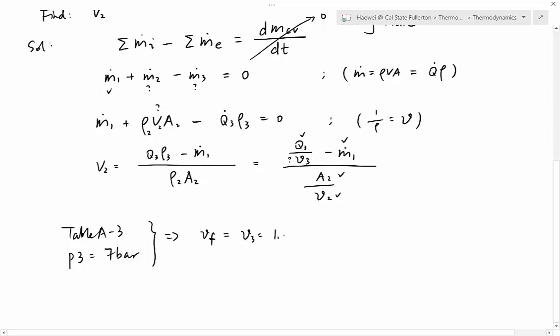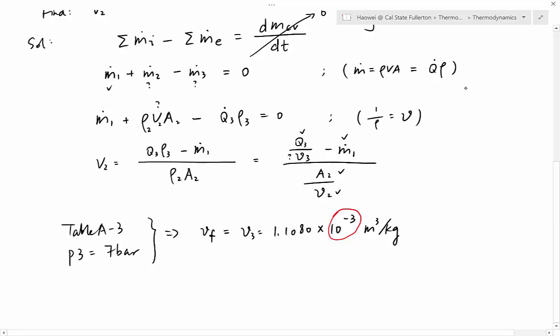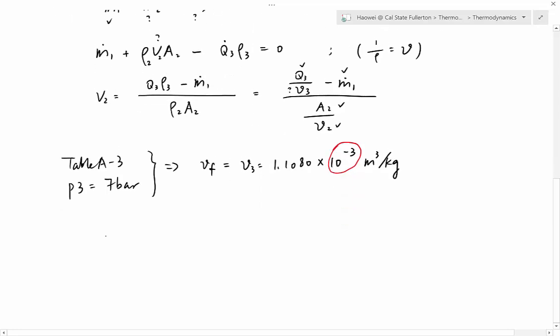It's 1.1080, and don't forget times 10 to the negative 3. The unit is cubic meter per kilogram. So I'll make a note here. Do not forget, multiply by 10 to the negative 3. Now we have nu 3, and we have everything on the right-hand side. We can find V2 very easily. We just plug in the numbers.